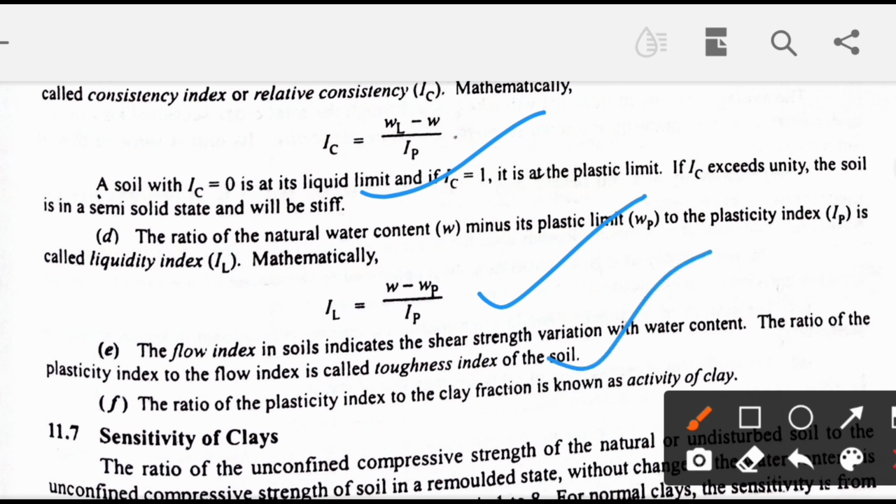The ratio of plasticity index to the clay fraction is known as activity of clay.